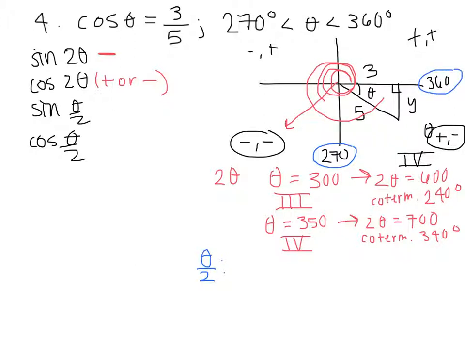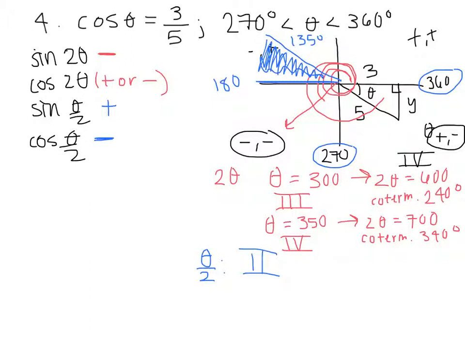Cutting them in half and seeing where we end up. So we know 270 is the same thing when we cut it in half, that's 135. And we know that 360 divided by 2 is going to give us 180. So all of these angles, when we cut them in half, are going to live in this little slice, which is in quadrant 2. So we know that the sine of theta over 2 is going to be positive because it's in quadrant 2, and the cosine is going to be negative.